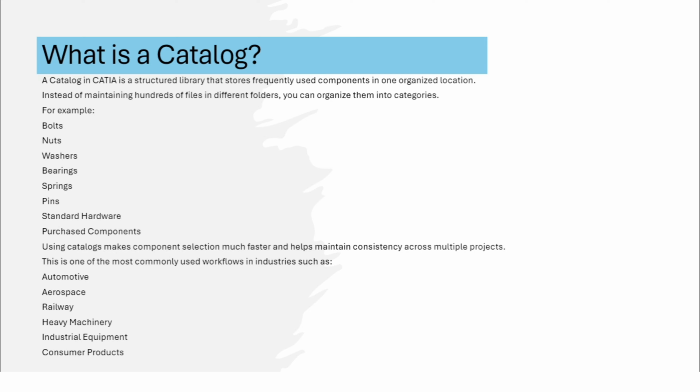Before we begin, let's understand what a catalog is. A catalog in CATIA is a structured library that stores frequently used components in one organized location. Instead of maintaining hundreds of files in different folders, you can organize them into categories. For example, bolts, nuts, washers, bearings, springs, pins, standard hardware, purchase components. Using a catalog makes component selection much faster and helps maintain consistency across multiple projects.